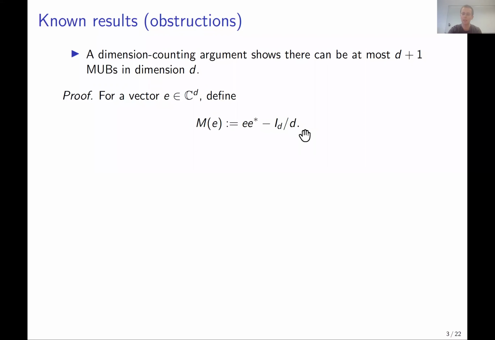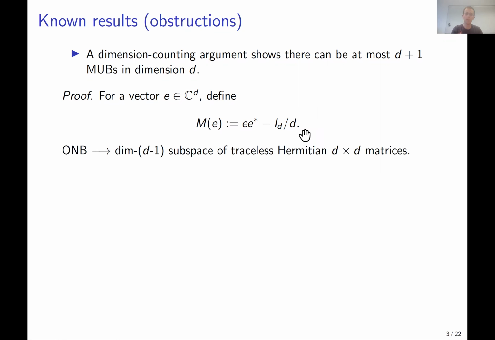So it becomes a traceless Hermitian matrix. And the nice thing about this map is that if you apply it to an orthonormal basis, so for each of the vectors in an orthonormal basis, and you look at the span of the output, then this is a d-1 dimensional subspace of the space of traceless Hermitian d by d matrices.